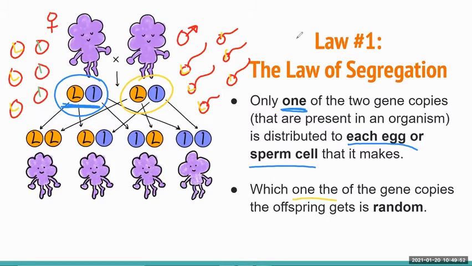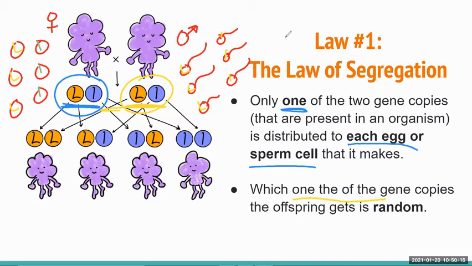Now, which one is passed on is completely random. So it's kind of like a coin flip where you have one of 2 chances of getting a dominant allele. So a 50% chance you can give a dominant, 50% recessive. And that's in these cases. Of course, if we're looking at different genotypes, it's going to be different. But for these, you have either or.